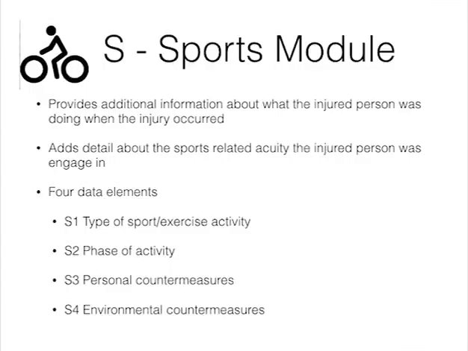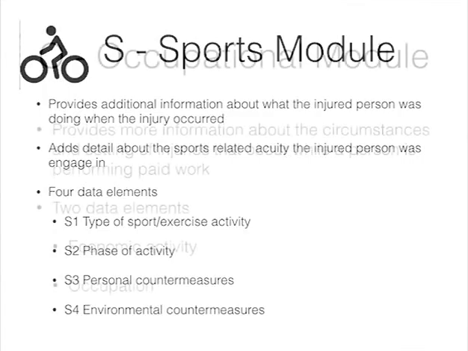Personal countermeasures are equipment used or worn by a participant to protect against injury, such as braces, paddings, splint gloves. And environmental countermeasures are those used in the competitive or recreational environment to protect against injury, such as protective padding on competition surfaces, safety restraints, or padded goal posts.